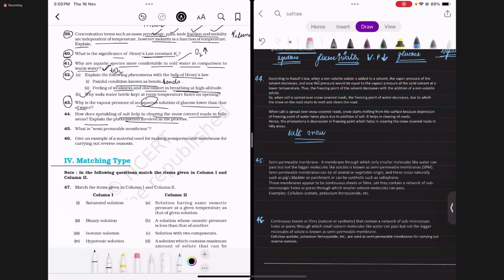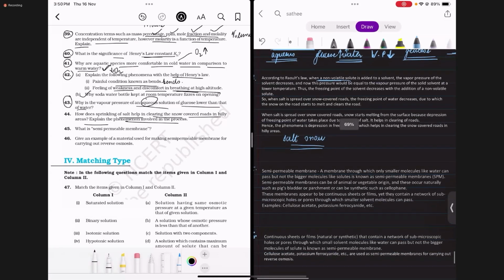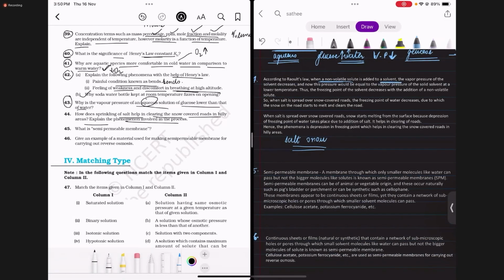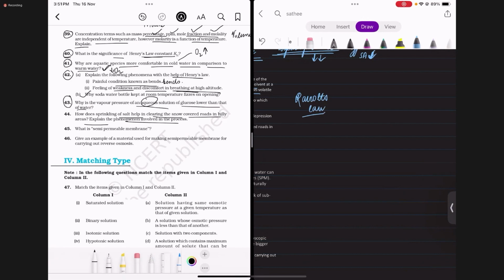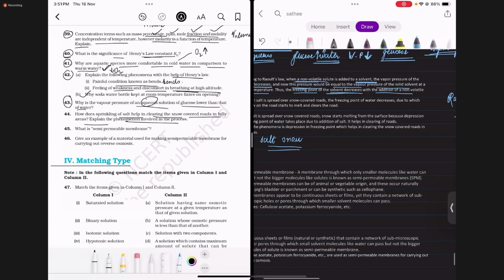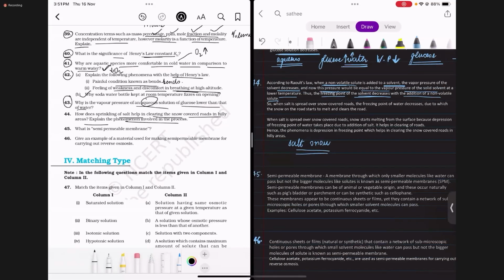So जो राउल्स लॉ है वो कहता है कि when a non-volatile solute is added to a solvent, the vapor pressure of the solvent decreases, and now this pressure would be equal to the vapor pressure of the solid solvent at a lower temperature. Thus, the freezing point of the solvent decreases with the addition of a non-volatile solute. यानी कि according to Raoult's law, अगर हम एक non-volatile solute को एक सॉल्वेंट में ऐड करते हैं तो उस सॉल्वेंट का जो फ्रीजिंग पॉइंट है वो डिक्रीज हो जाता है बिकॉज ऑफ द एडिशन ऑफ नॉन वॉलेटाइल सॉल्यूट.